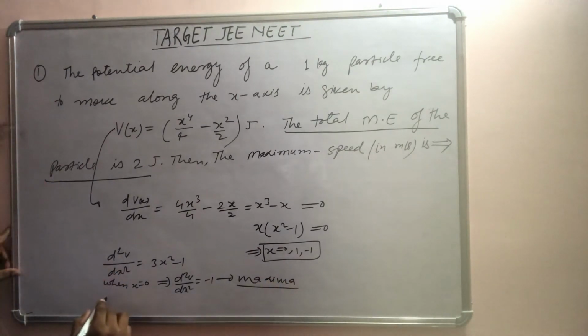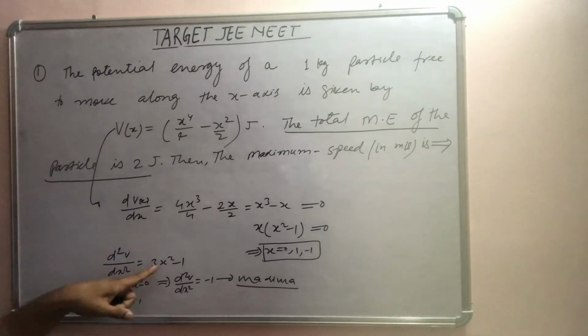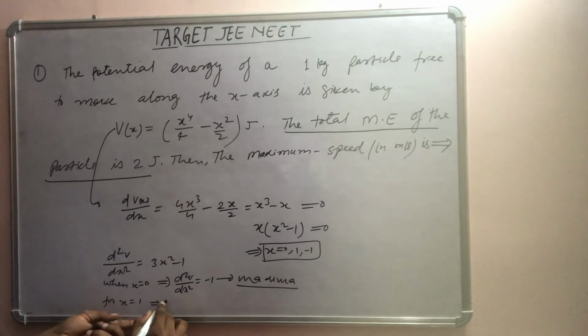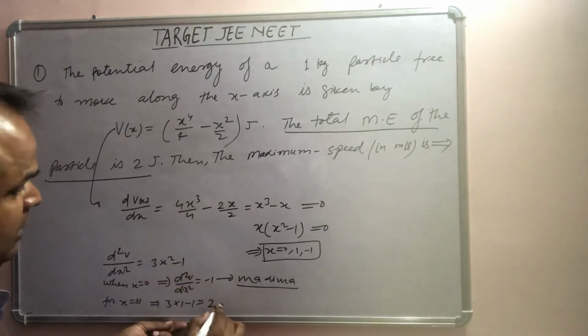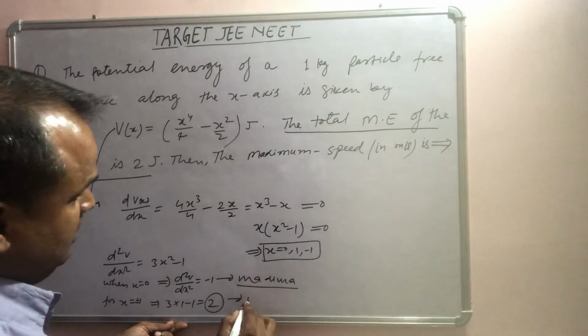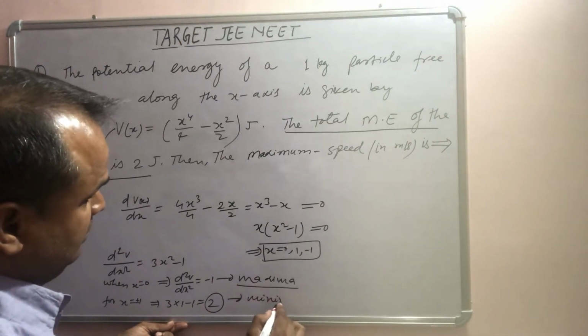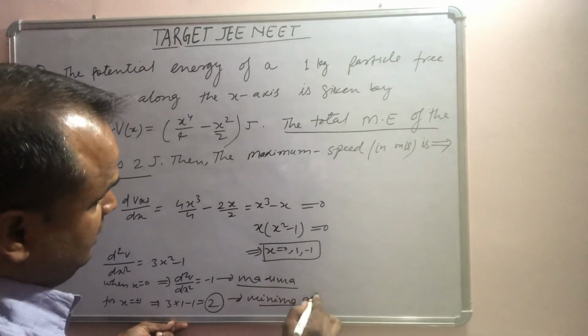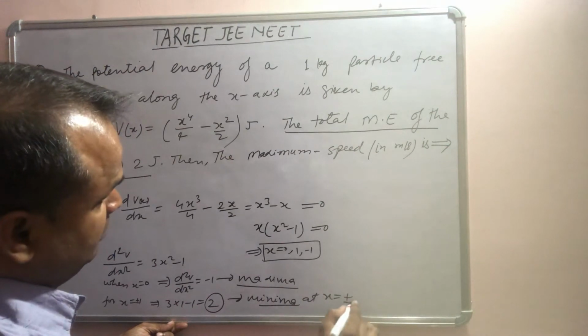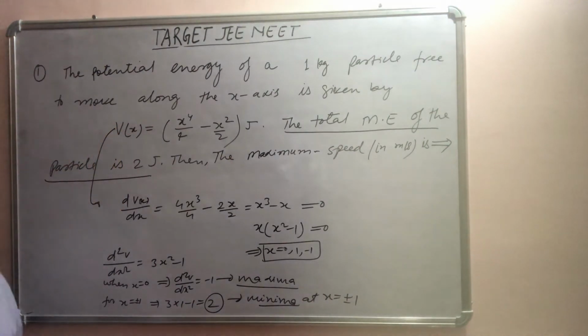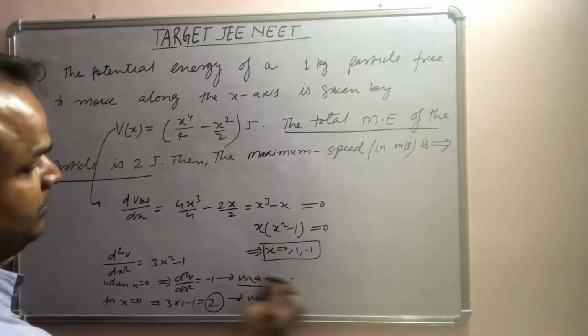Now for x is equal to 1, if we put 1, we get 3 into 1 minus 1, which is equal to 2. Similarly, for minus 1, it again becomes plus 2. It means minimum at x is equal to plus minus 1. So we got two values of x at which potential energy is minimum.